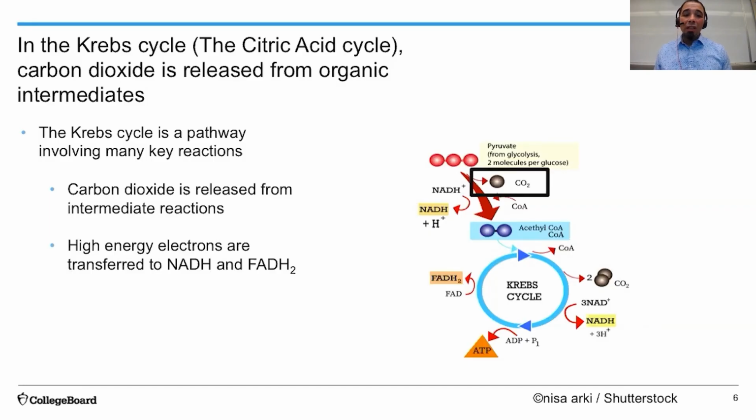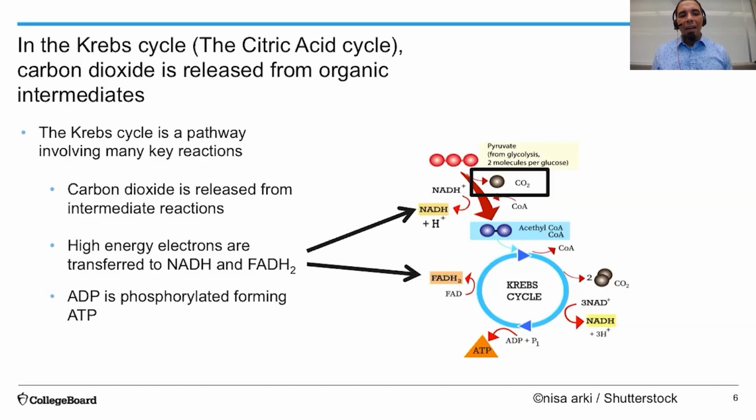Also, high energy electrons are transferred to NADH and FADH2. Those are your electron carriers. And so there's the NADH there, and there's your FADH2 there. And then also ADP is phosphorylated, forming ATP. And so again, we have CO2 being released, you have high energy electrons being transferred to NADH and FADH2, and you have ADP phosphorylated, forming ATP.